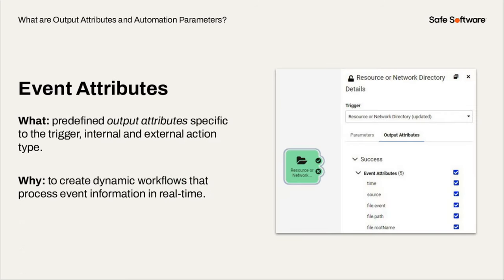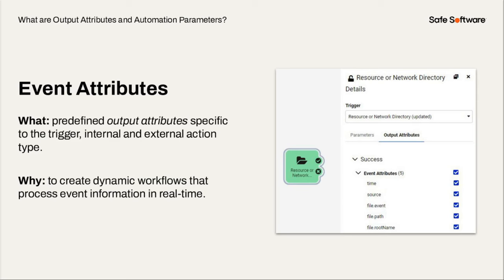In general, output attributes are attributes that are available to use from a port on an automation component. The values are defined at runtime based on the incoming event. Output attributes can be categorized into 4 main types: event, custom, manual, and the automation writer.